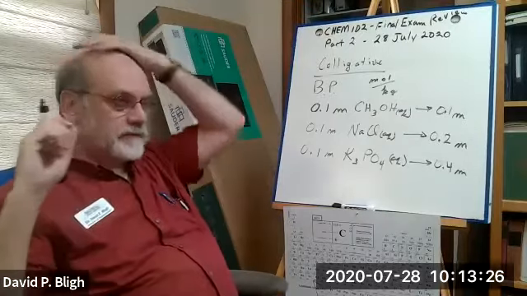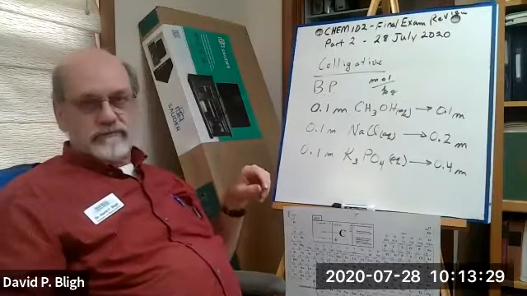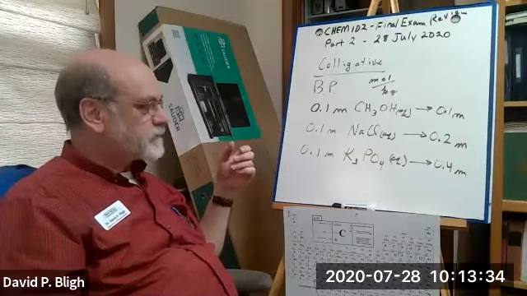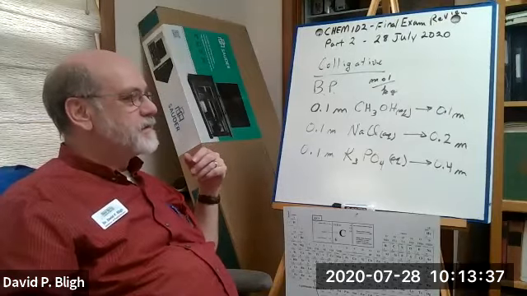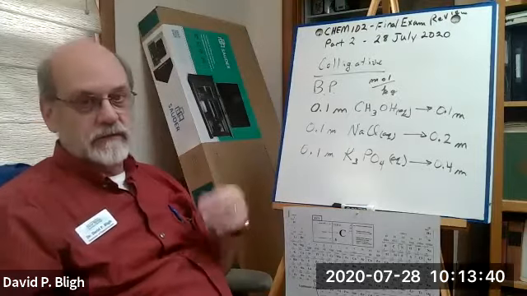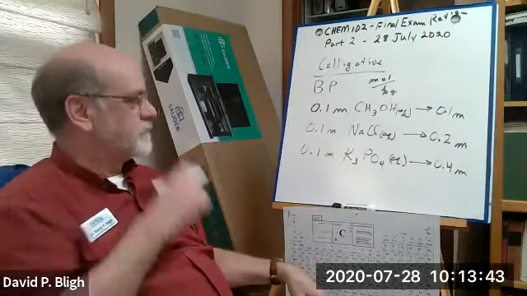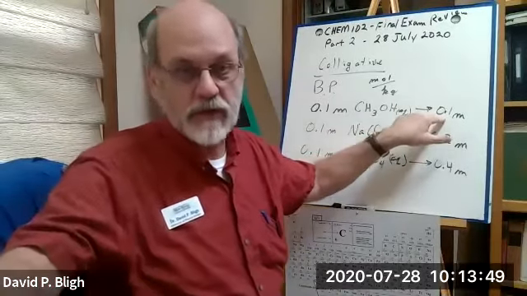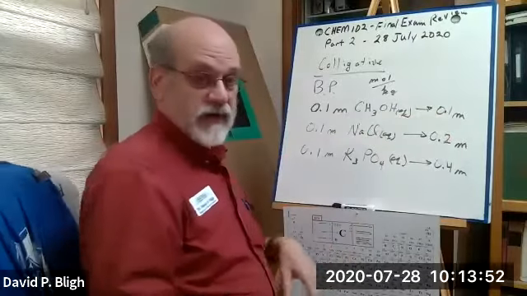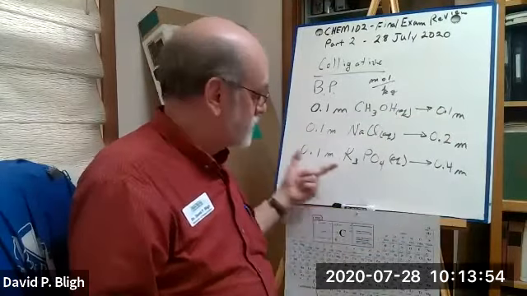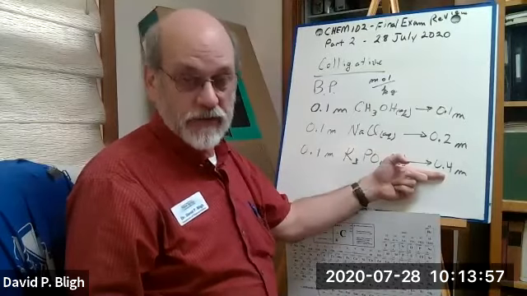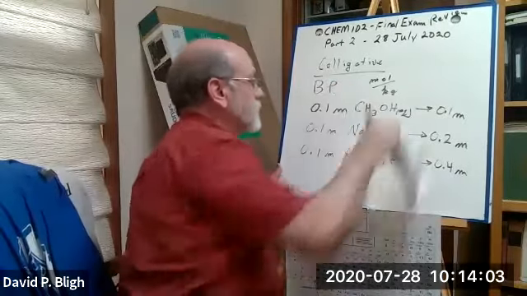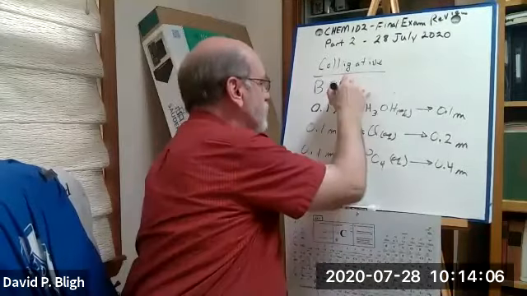Now, say we're at 1 atmosphere and pure water boils at 100 degrees centigrade. Which one's going to have the boiling point that's closest to the boiling point of water? The one with the smallest concentration of solute. And the one that's going to have the highest boiling point will be the one with the highest concentration of solutes. So this is our boiling point elevation.